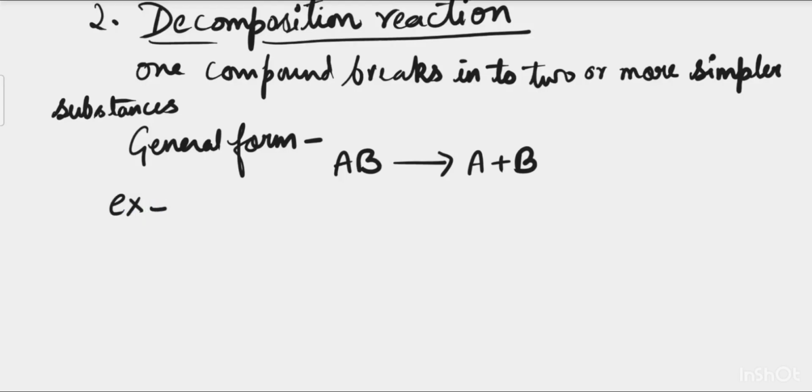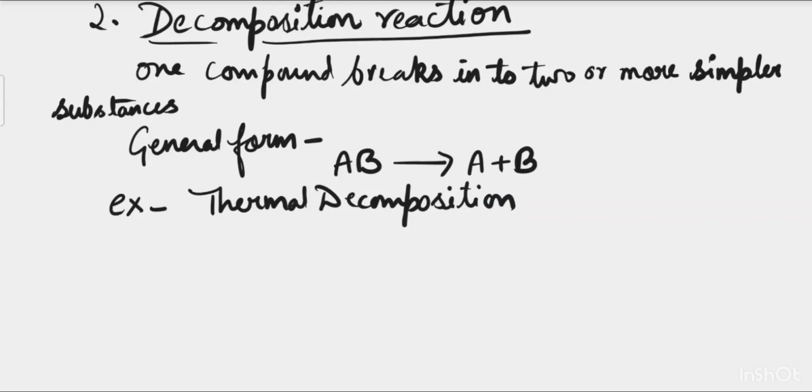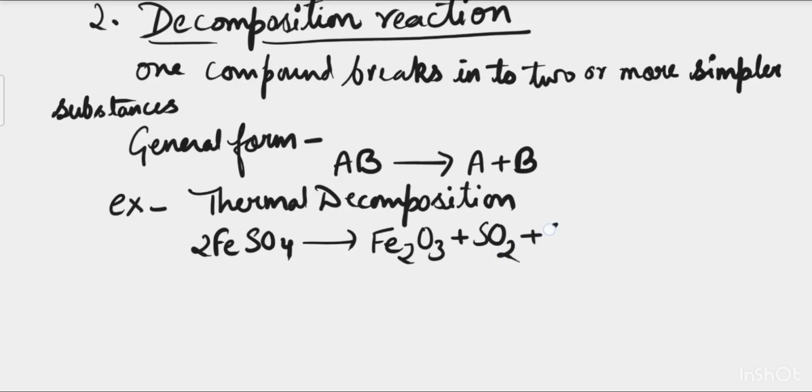Example, thermal decomposition. When we heat ferrous sulfate, FeSO4, it will decompose into Fe2O3 plus SO2 plus SO3.